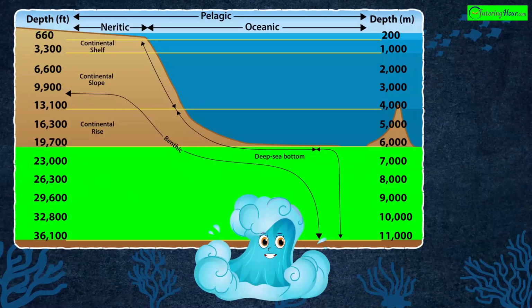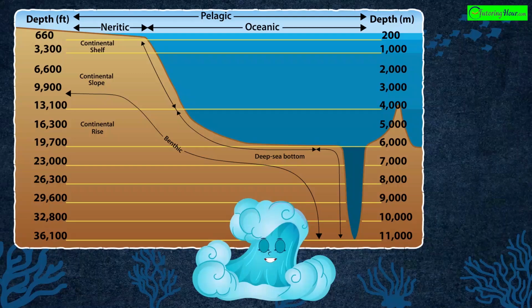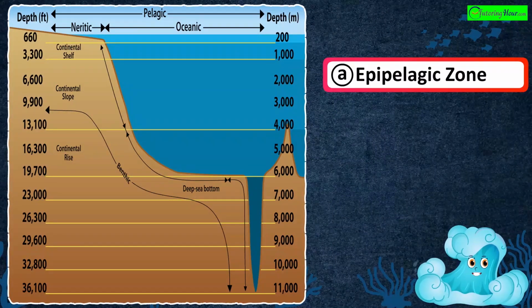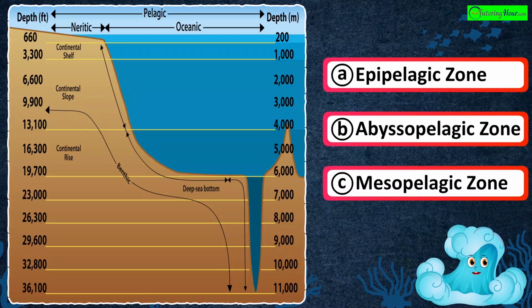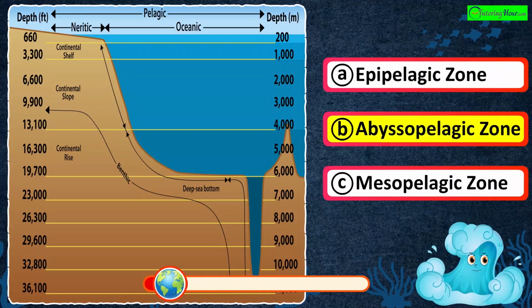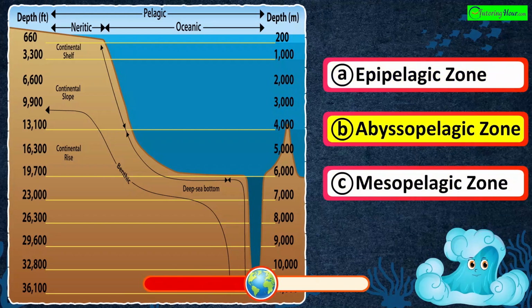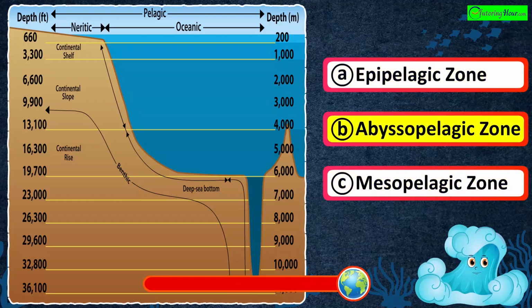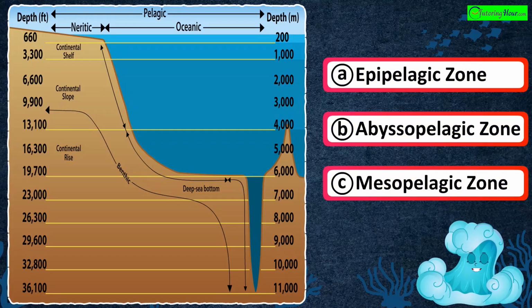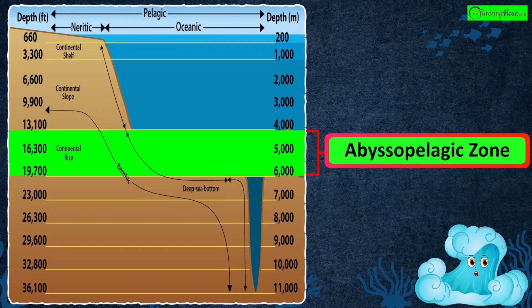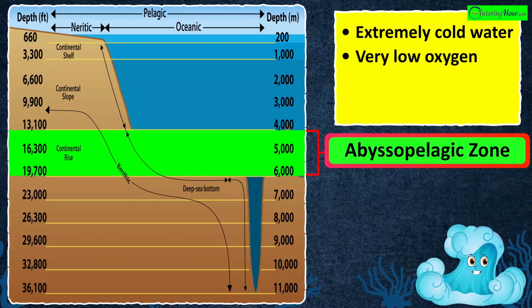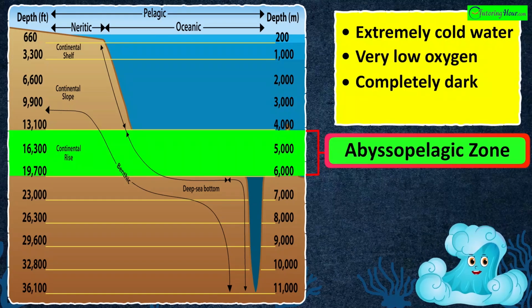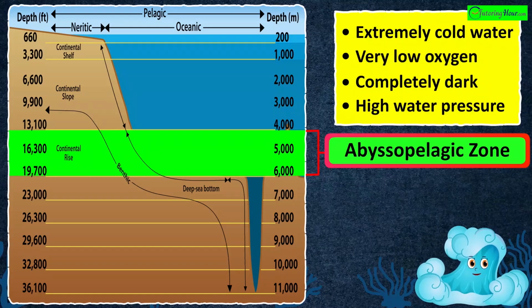Which zone is known as the desert of the ocean? Is it A. Epipelagic zone, B. Abyssopelagic zone, or C. Mesopelagic zone? The correct answer is the Abyssopelagic zone. The water in this zone is extremely cold and has very little oxygen. It is also completely dark and under very high pressure.